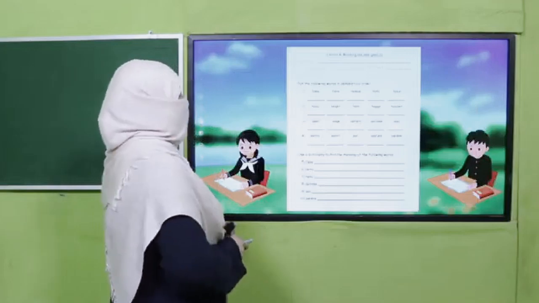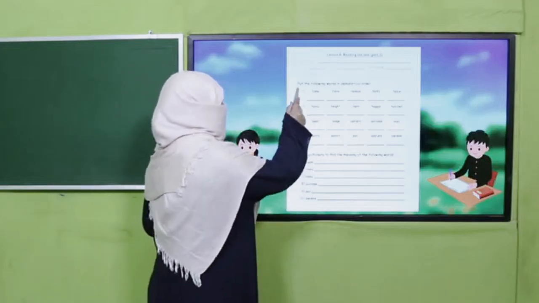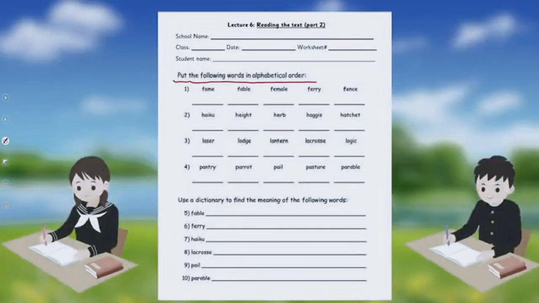And here I am giving you a worksheet. These are the words. First, you will put the following words in alphabetical order. And here you will write the meanings of these words from the dictionary.